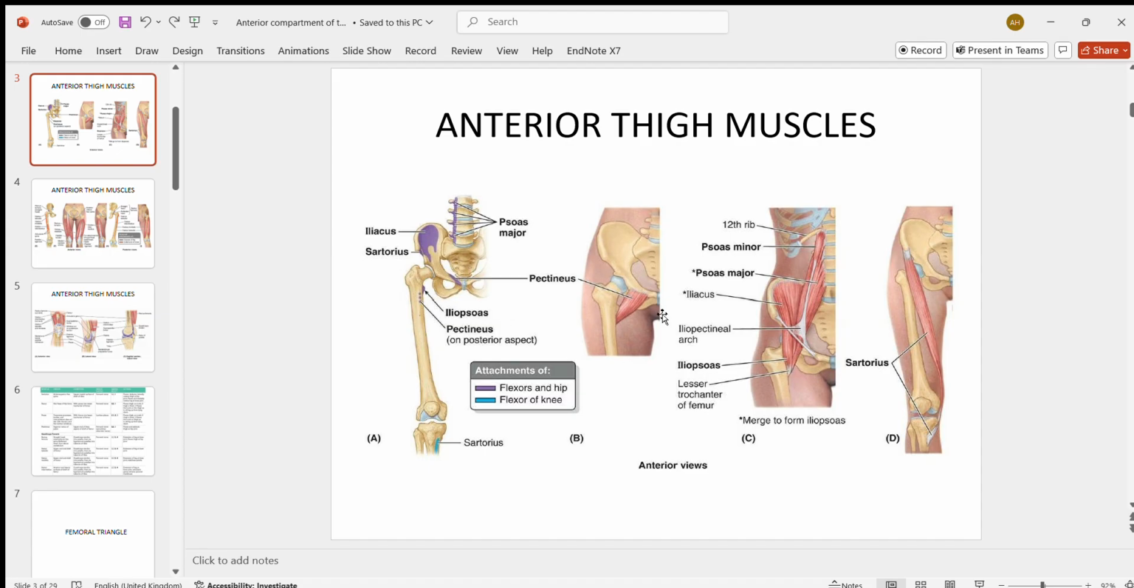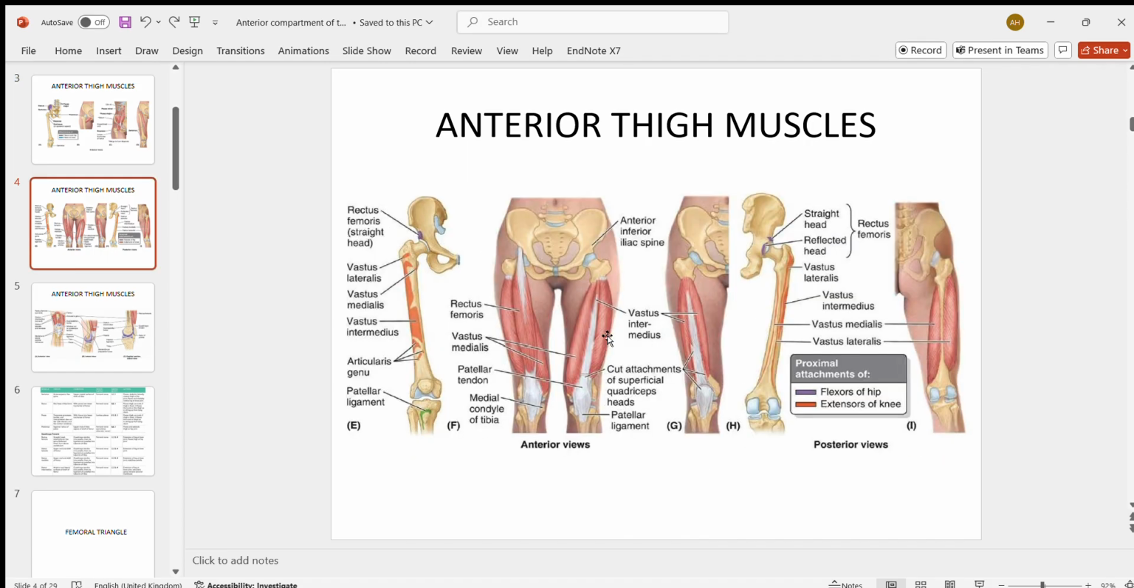Then is the pectineus. Pectineus comes from the superior ramus of the pubis, and it is inserted on the pectineal line on the femur. Then are the quadriceps femoris muscles. The first one is rectus femoris. It has two heads. One is the straight head and one is the reflected head. Both arise from the anterior inferior iliac spine and a groove over the acetabulum. And insertion is common, which I'm going to tell you in the end.